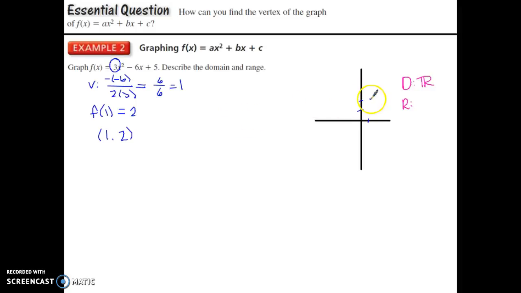That tells us our graph is going to be facing upwards. I don't really care much more than this. There are certain patterns you can follow, but all I care about is, does it face up or down? So my range starts at a y value of 2 and goes up from there. So my range are y values that are greater than or equal to 2.